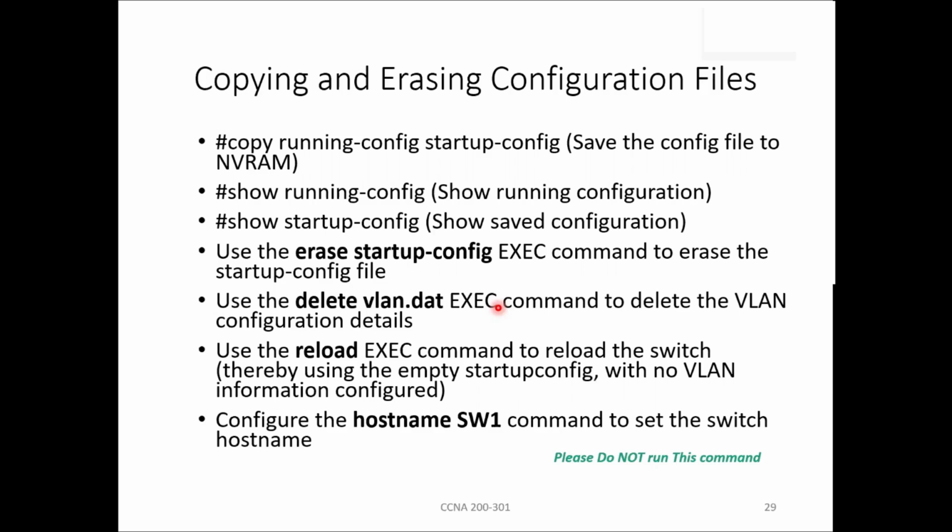So there are some other commands we can use once you logged into the switch. Let's say we can save the configuration file to NVRAM, say copy running-config startup-config. Or if you'd like to see it, we can say show running-config, show startup-config, etc. Use erase startup-config if you'd like to remove the startup config file. If you'd like to delete something, like the vlan.dat file, sometimes old VLAN configurations, if you'd like to remove them, maybe you need to apply this command.